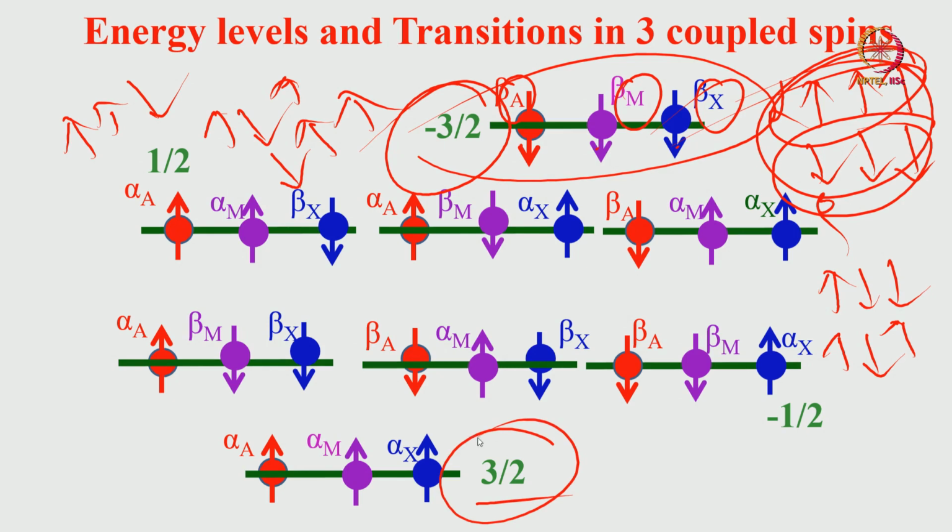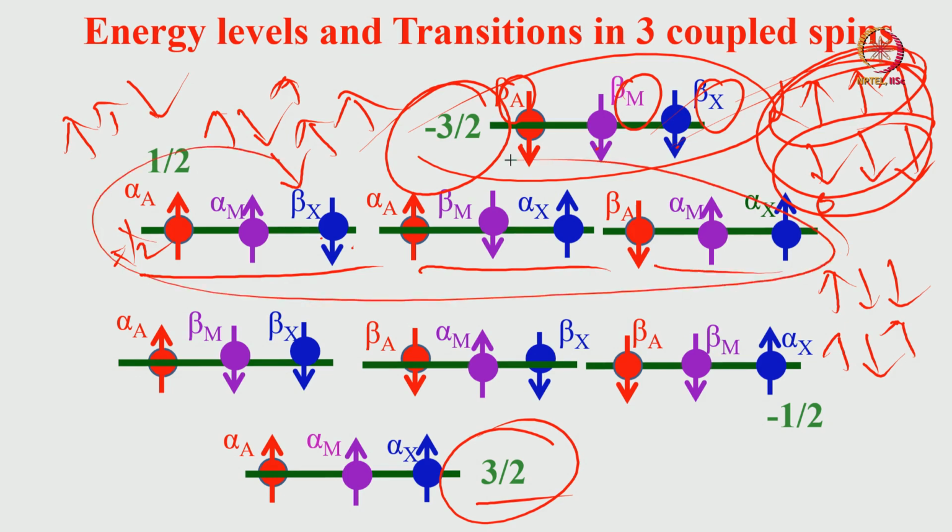Here is the problem. You look at this energy state, 2 up, 1 down: plus half, plus half, minus half, this will become plus half. Same way here, 2 up, 1 down, all the 3 energy states are plus half energy state. Magnetic quantum number for each of these energy states is plus half. Remember, total magnetic quantum number is nothing but the sum of the individual magnetic quantum numbers of each of these spins, which you have to consider.